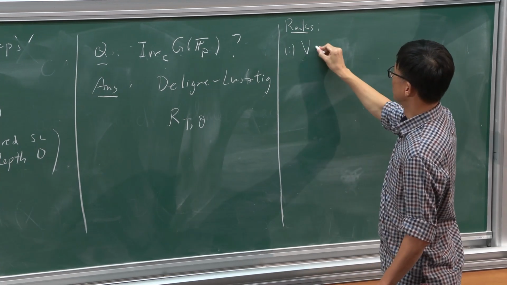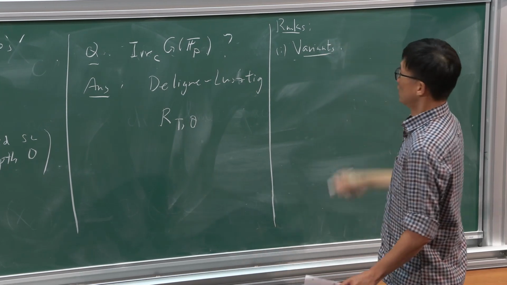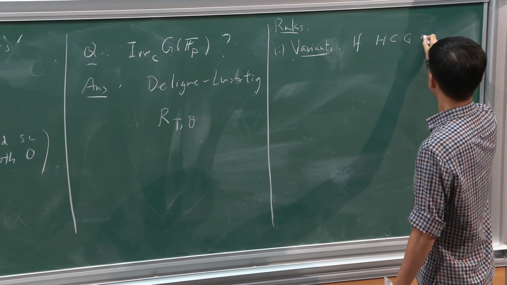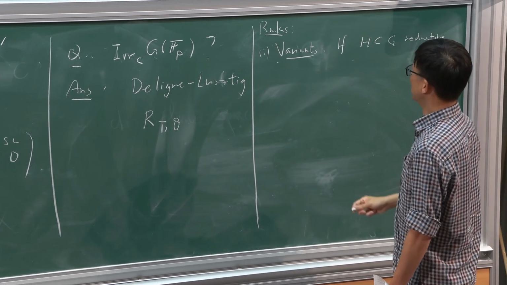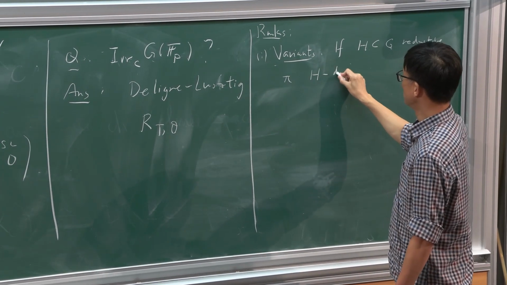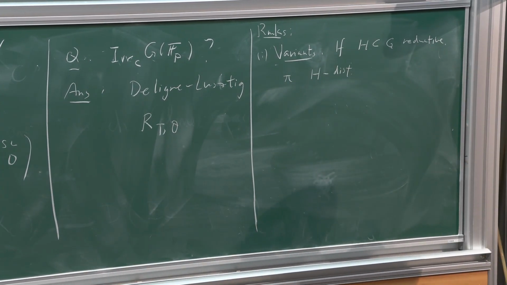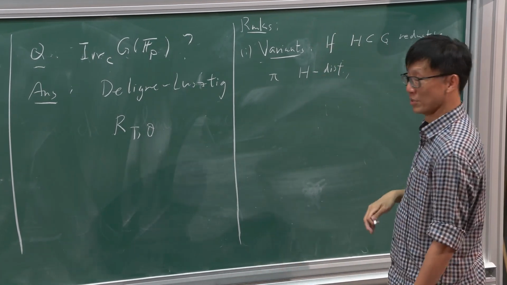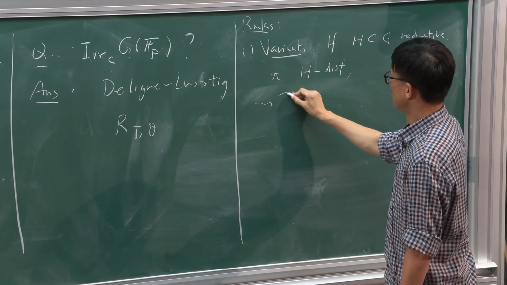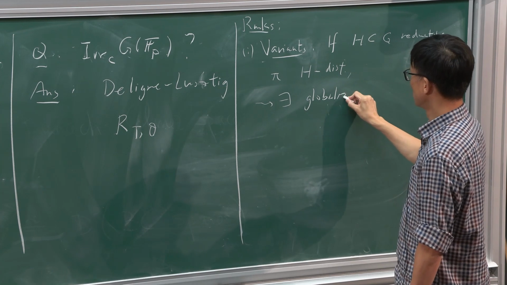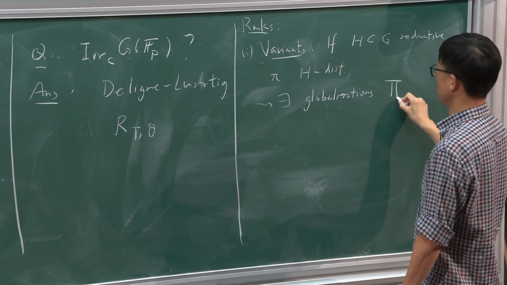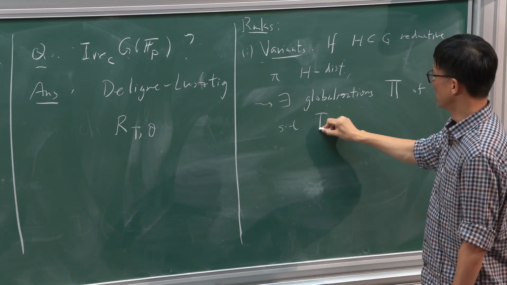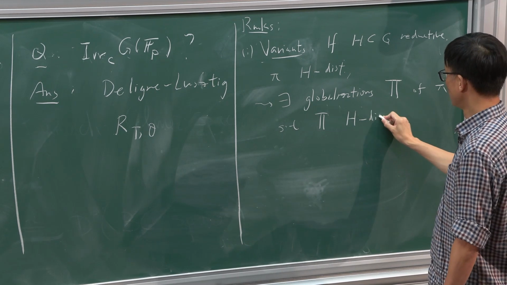Of course, there are variants of this construction. One of them, for example, you can do the following. Say you have a reductive subgroup H, and pi is H-distinguished, meaning pi has an H-invariant functional. Then a variant of this Poincaré series argument tells you that there are globalizations, capital Pi or little pi, such that pi is globally H-distinguished.